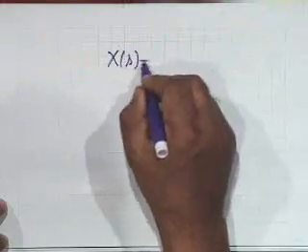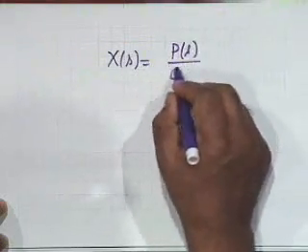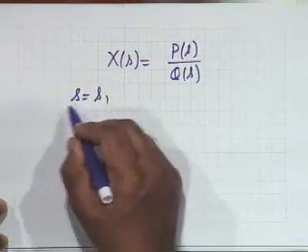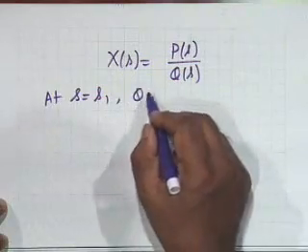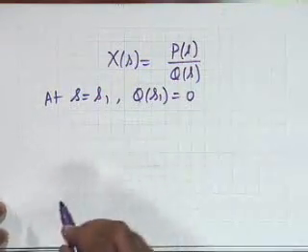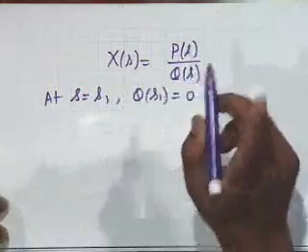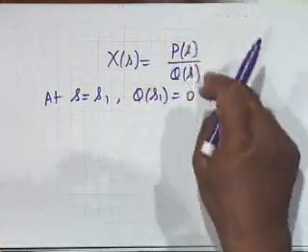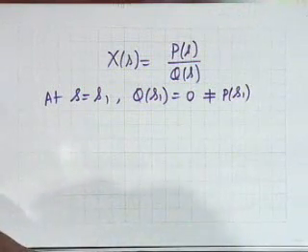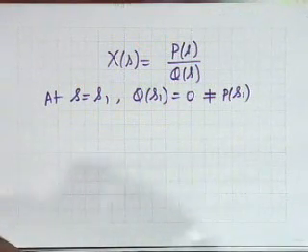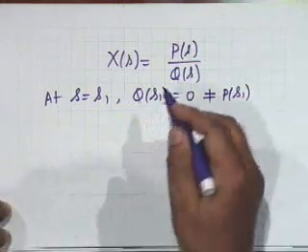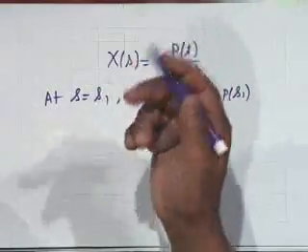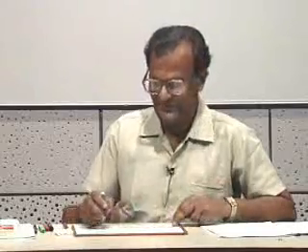X of s equal to P of s by Q of s, if there exists an s equal to s1, suppose Q of s1 is equal to 0, but not P of s1. That means P of s and Q of s are relatively prime with respect to each other, then obviously the function blows up. That means X of s goes to infinity.